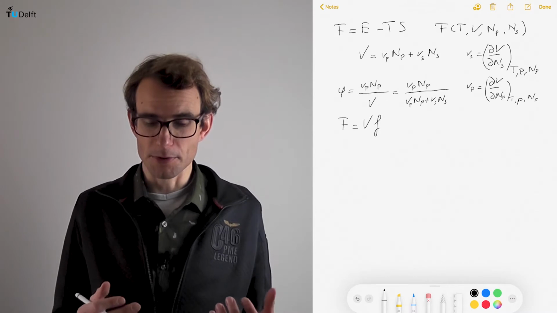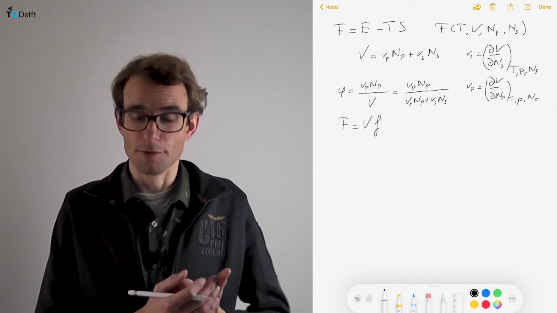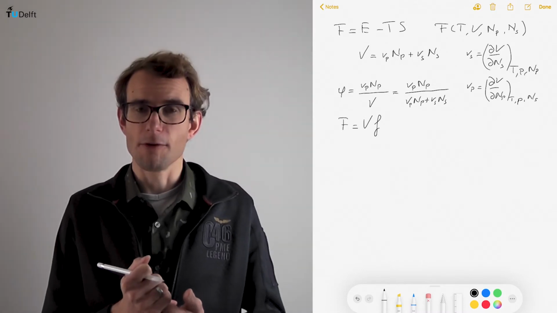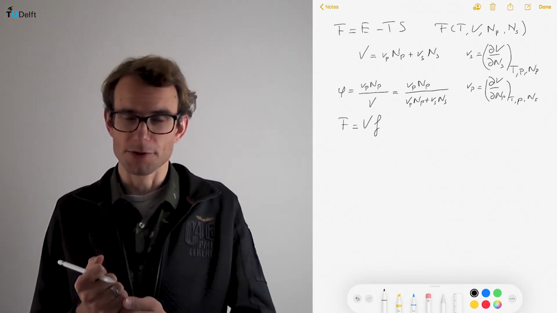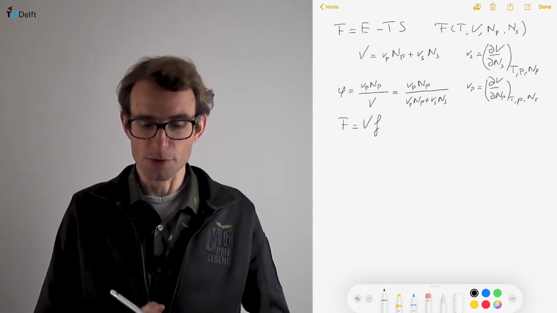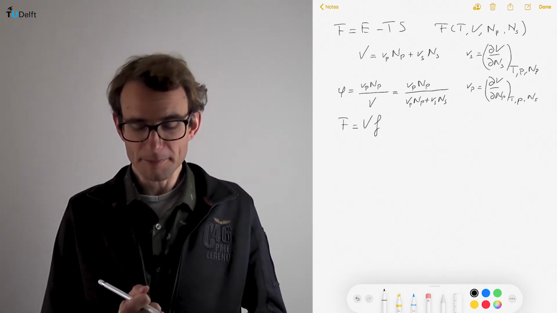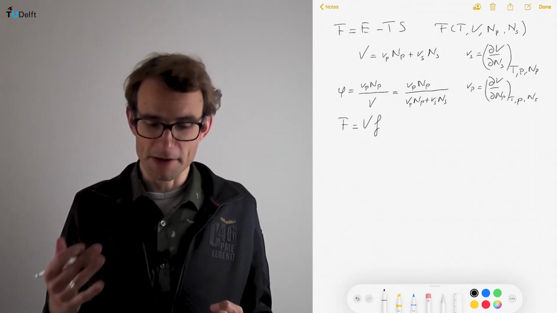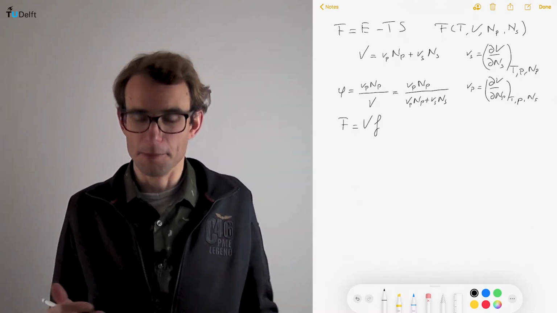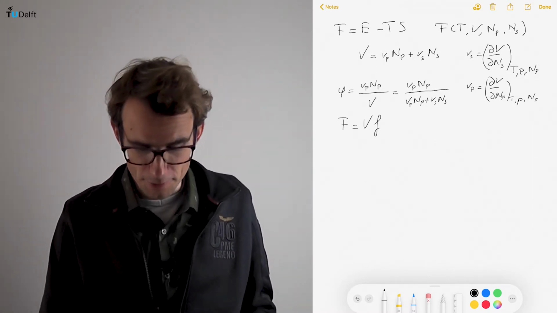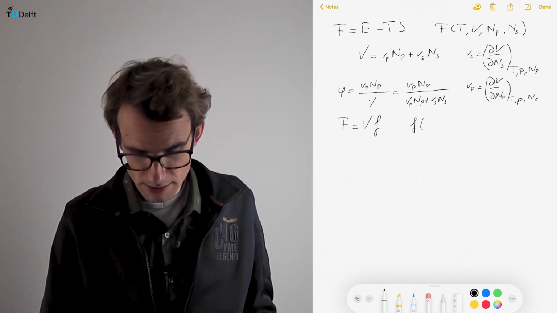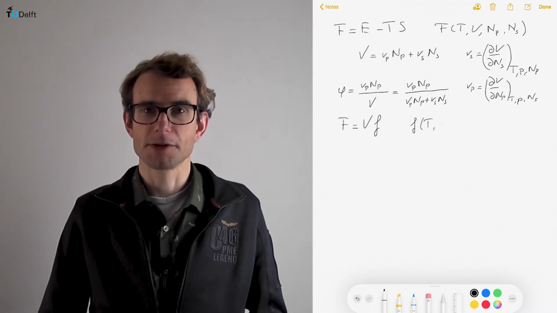And now my free energy per unit volume will no longer be a function of the volume, of course, and it will be a function of the ratio of the number of particles of type P and type S to the total volume. But then if I have found one of them, I can find the other one trivially because the total number of particles is conserved. And therefore, this f will be a function only of the temperature and the volume fraction.